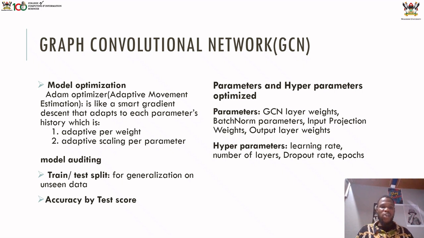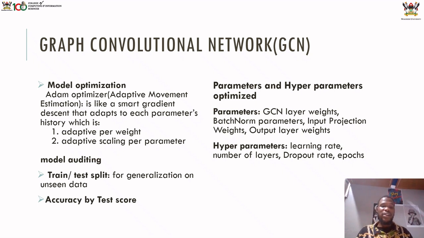Then about model optimization, we use the Adam optimizer, and this is a smart way of optimizing an algorithm. Why? Because it has an adaptive scaling per parameter. So there are weights attached to every parameter, right? As the model learns, it gets to know which parameters and which features are important, and it attaches weights. So every time you go down the graph, some weights are added to parameters in case they look important.